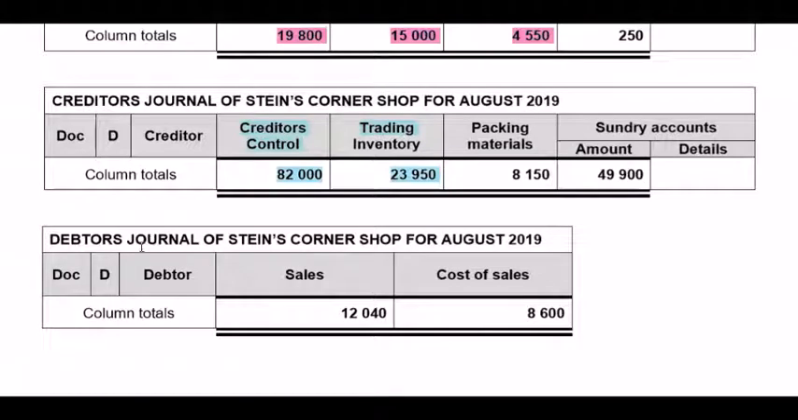Now, remember what I said on Monday: debtors represents the people that owe us money. People can owe us money because we sell to them on credit. In other words, we sell products to them and they don't pay us immediately. They will pay us later. And the more we sell to them, the more money they owe us. So that's why this sales value, this 12,040 Rand, must go to the side where debtors control increases, because our debtors now owe us more money because we sold more stuff to them on credit.